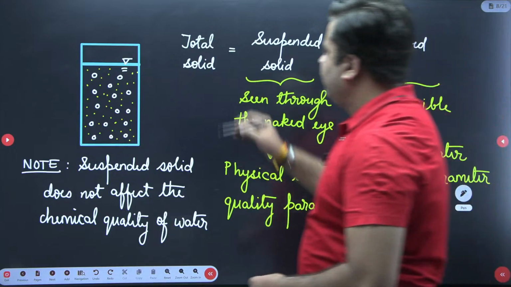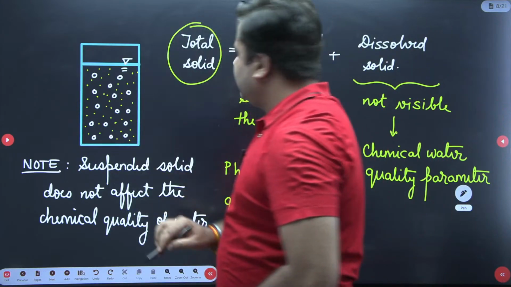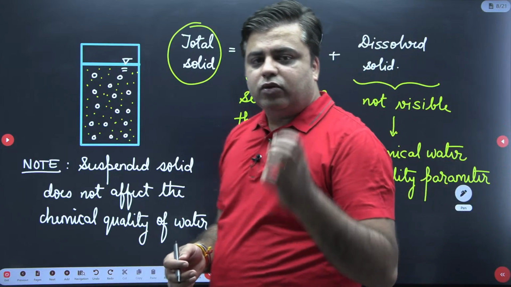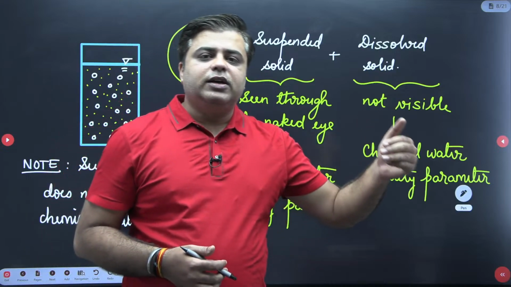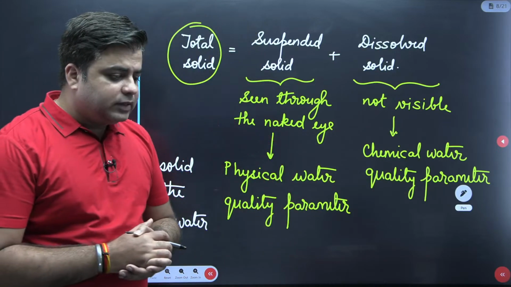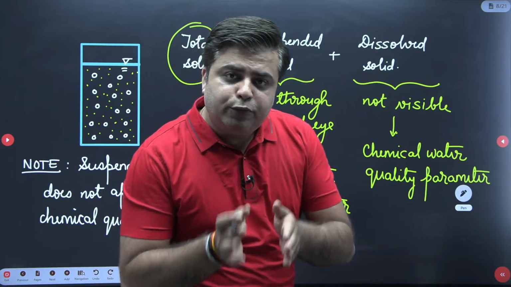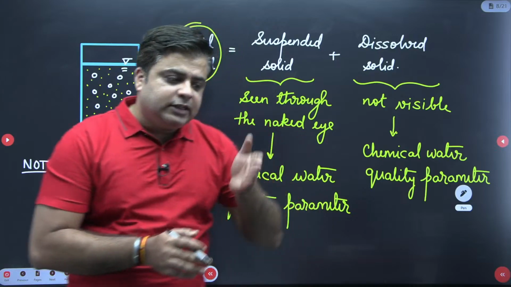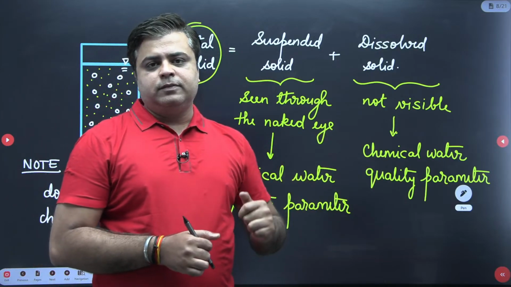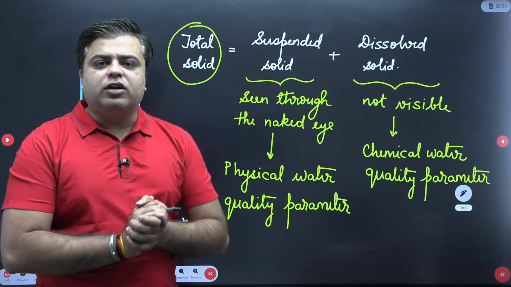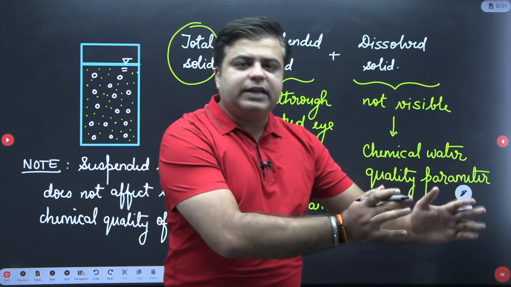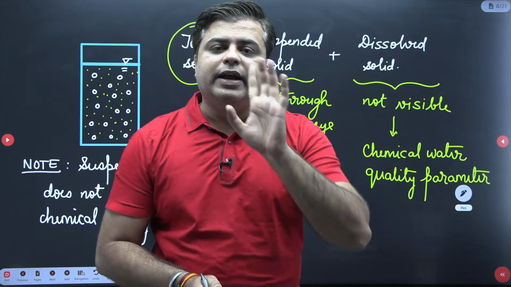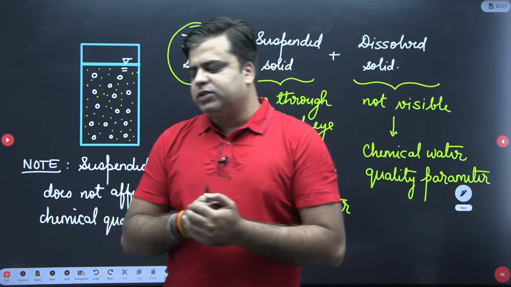Now, sir, what about total solids? Which kind of parameter is this? First of all, total solid is not one kind of parameter. Total solid consists of suspended solids and dissolved solids. So total solid is analyzed as physical and chemical simultaneously, because it contains suspended solids, a physical water quality parameter, and dissolved solids, a chemical water quality parameter. Hence, we cannot keep total solids under one head. So don't have that confusion.